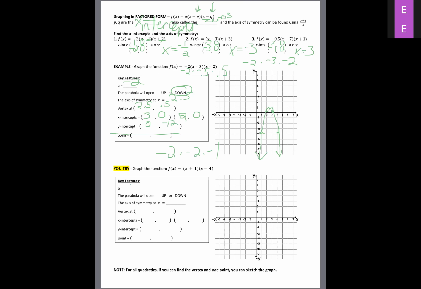All right, in this case, A is just 1 because there's nothing in front of there. So it's going to open up. I'm going to jump down to the x-intercepts, which are going to happen at -1, 0, and at +4, 0. Okay, so for my vertex, I'm going to add those two together, divide by 2. So that gets me 3.5. Take 3.5 and plug it back in, and we'll see what the y value is. So it's going to be at 3.5 comma something. So that'll be 4.5 times -0.5. So what's that? -2.25.